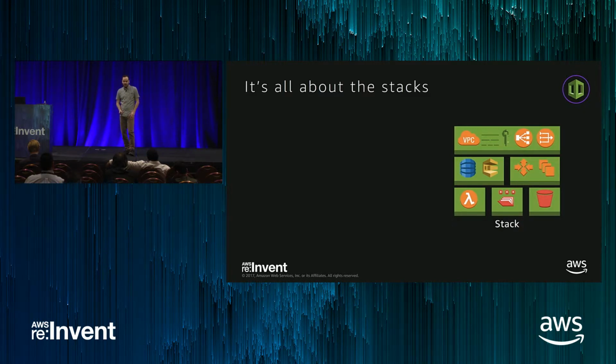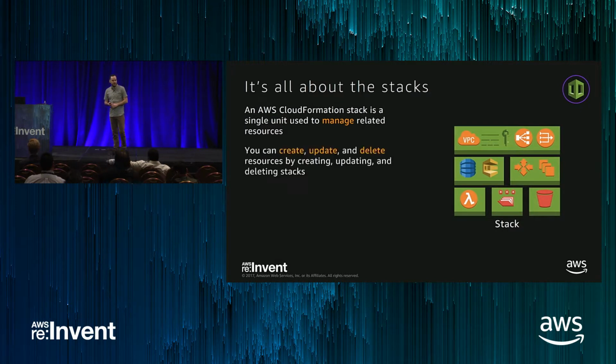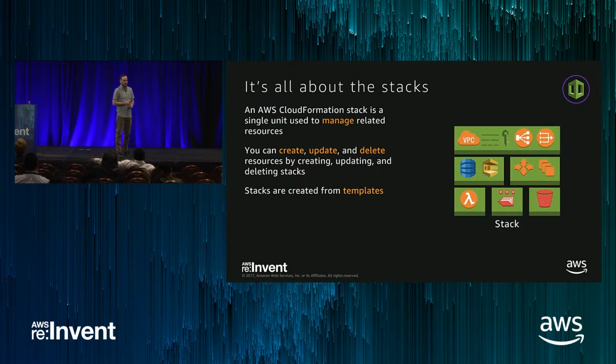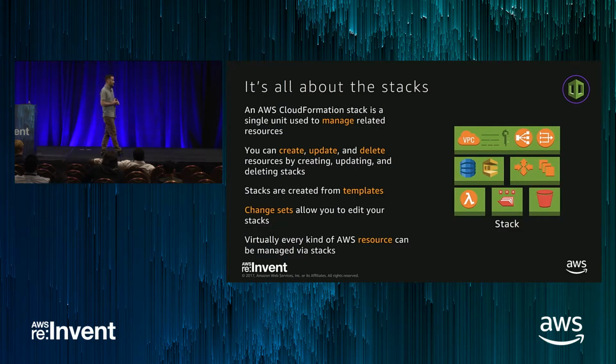However, once you have this template, you create a stack. So in AWS CloudFormation, it's all about the stacks. A stack is a single unit to manage related AWS resources. You can create, update, and delete any resources by creating, updating, and deleting a stack. Stacks are created from templates, as I mentioned a second ago. You could also use change sets, which create a series of deltas that you can apply to your stack, and you can evaluate them before you apply them. And you can virtually manage any kind of AWS resource.